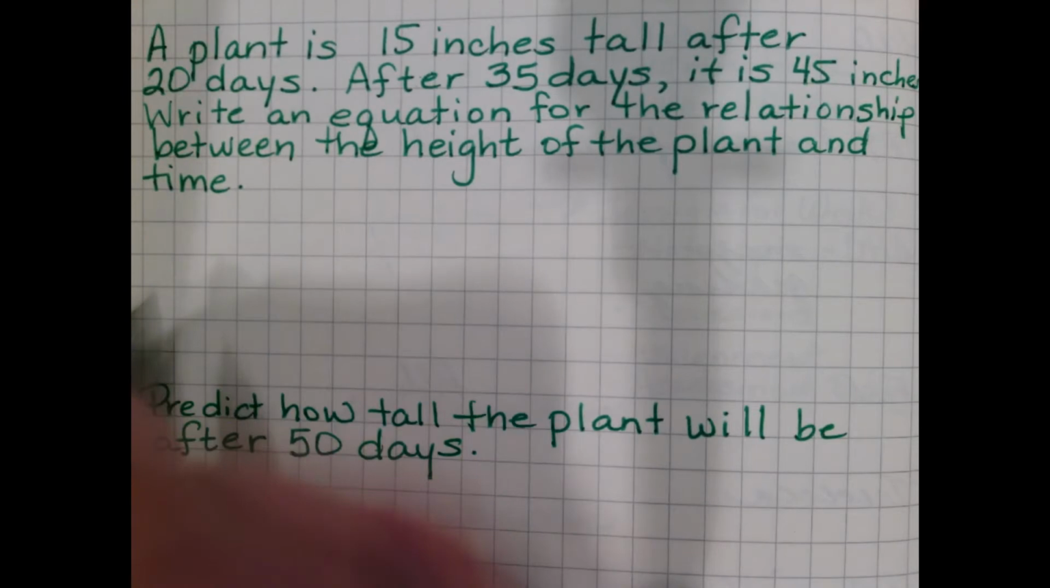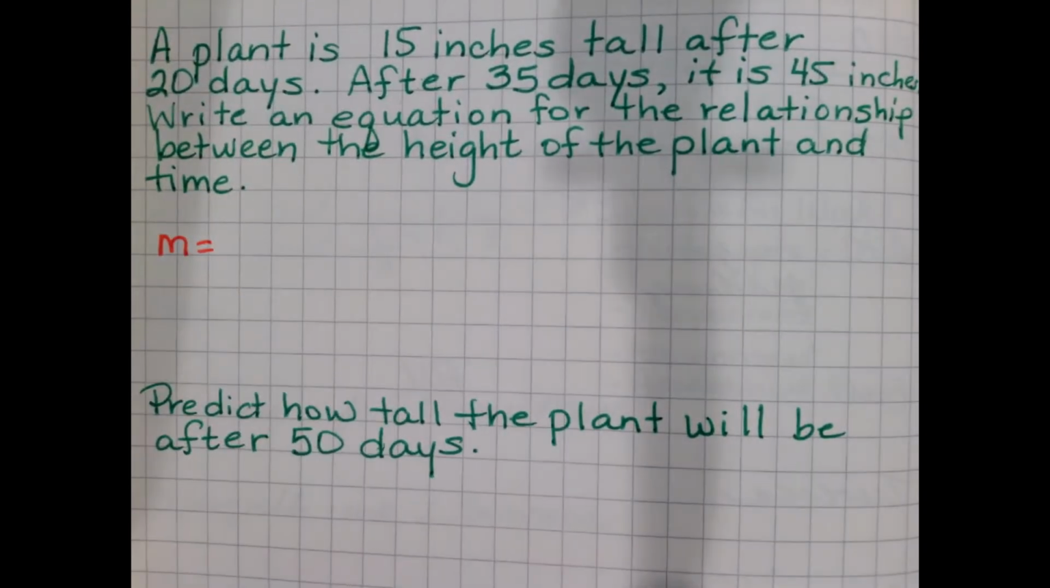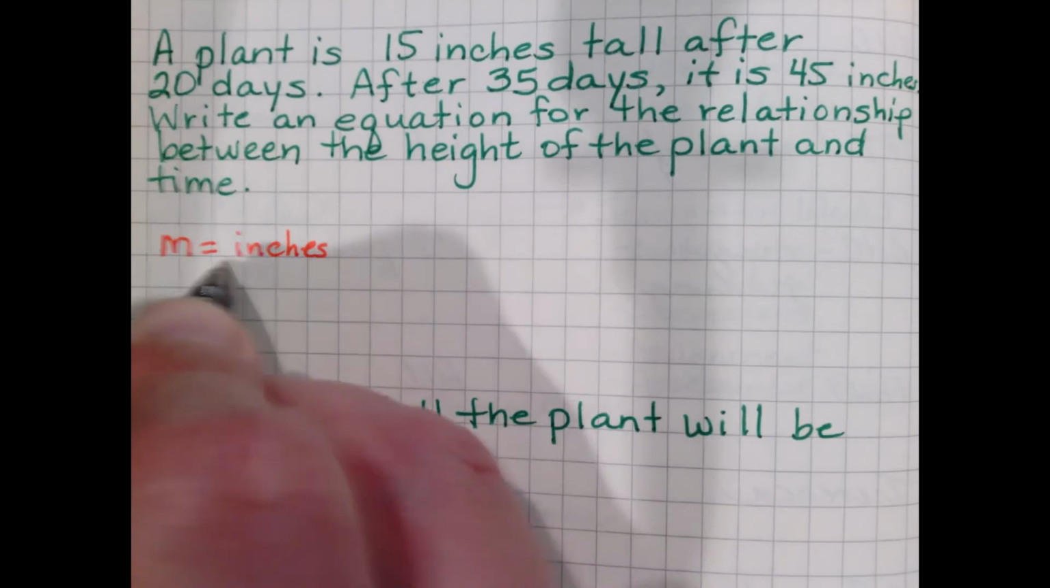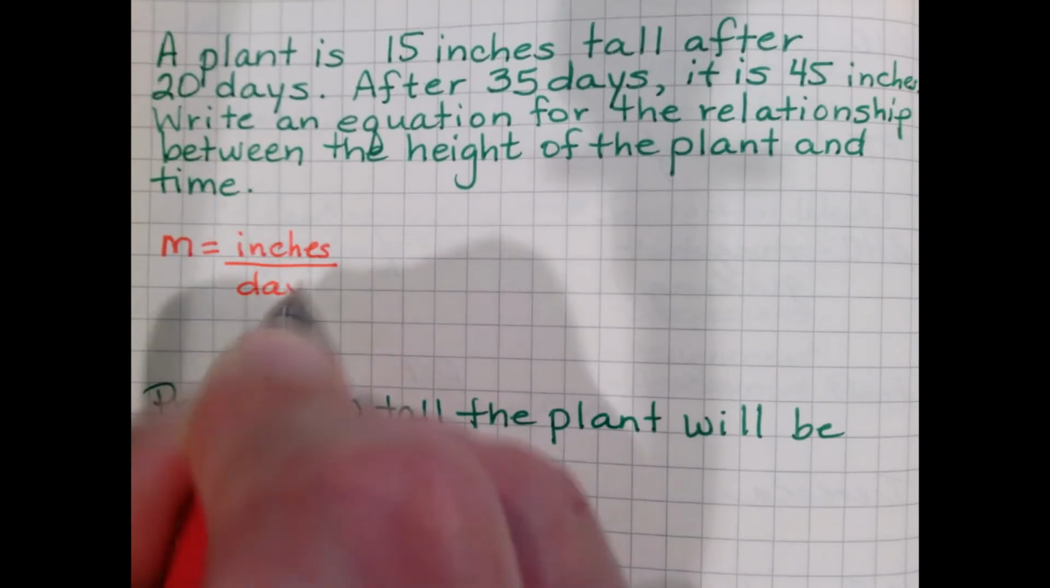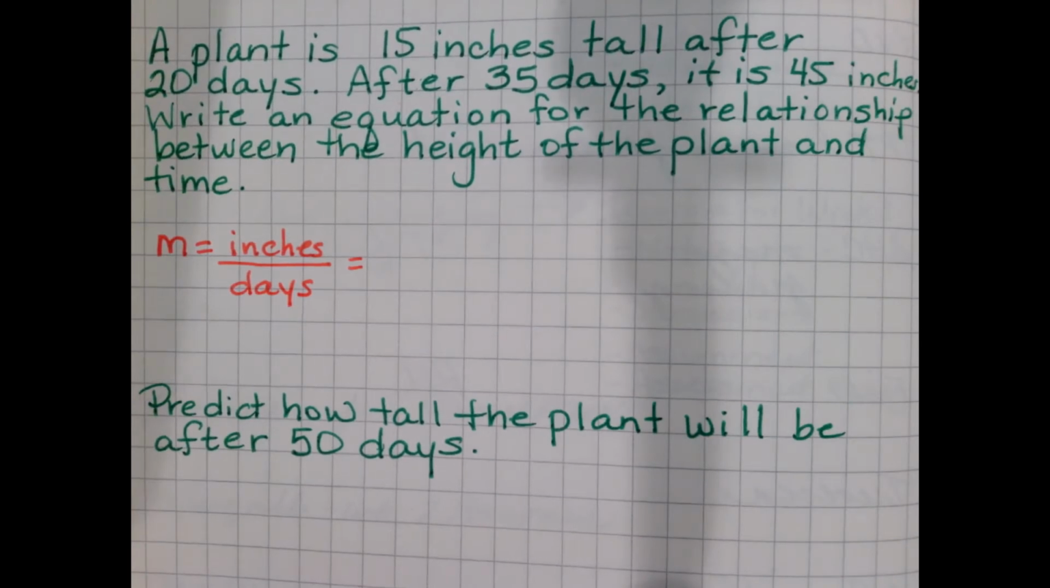So, to begin with, we're going to find the slope, or we might call that the rate of change. And I'm going to have the inches on top. I'm going to do the change in the inches on the top, and the change in the days on the bottom. I do the words like that to help me remember which one goes on top.